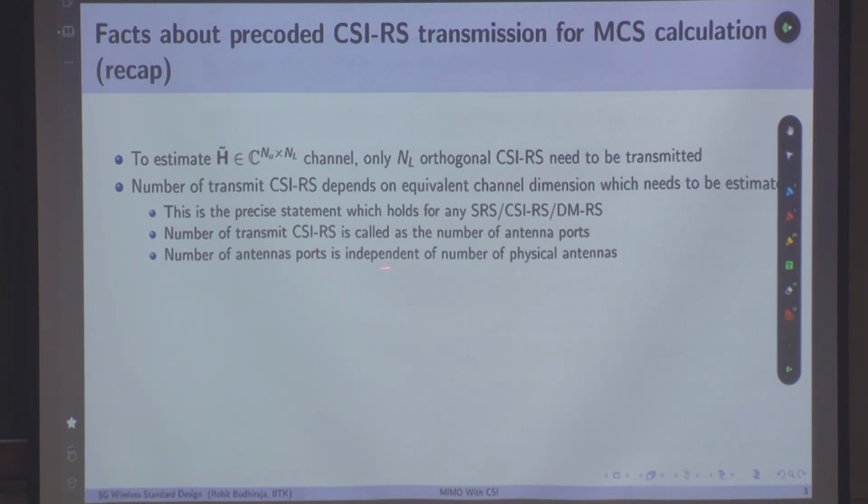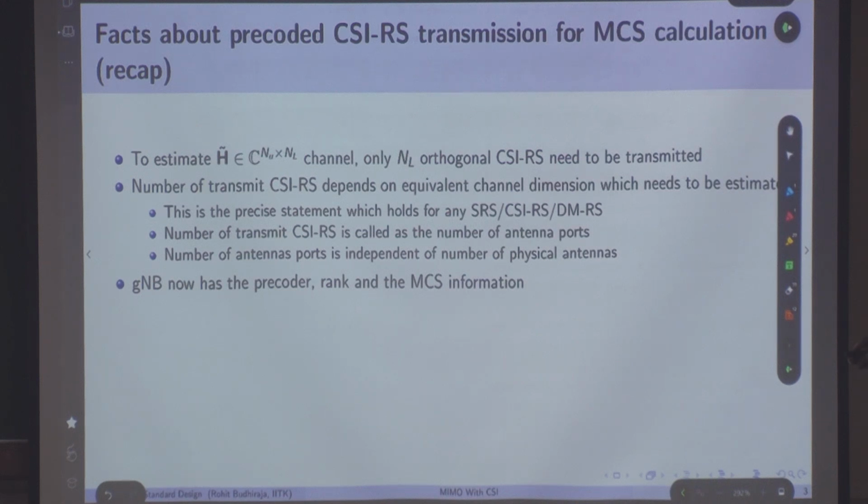You see, this number of antenna ports is independent of the number of physical antennas. This is something you have to keep in mind. Here I can have 32 antennas. The number of transmit antennas can be 32, 64, 128, I don't care, as long as I am estimating the precoded channel. So I can compress it depending on the number of layers. I can have 128 transmit antennas, but if the number of layers is only 2, how many reference signals do I need? I need only 2 orthogonal reference signals. That's the statement I am making here. This is something very crucial. You should always remember this.